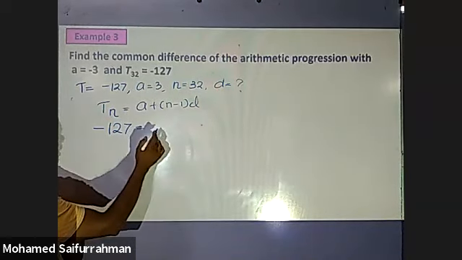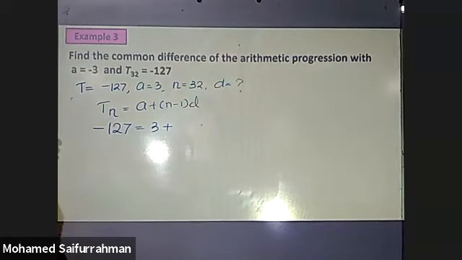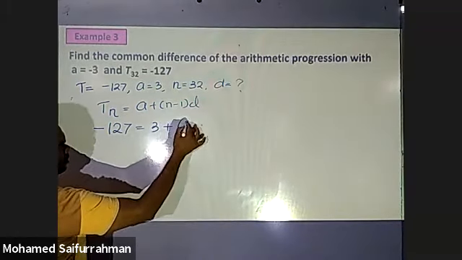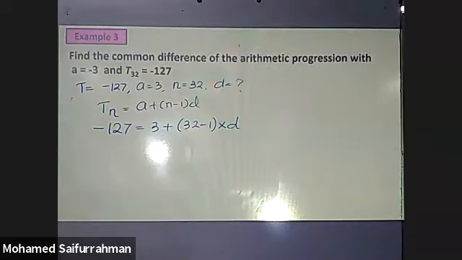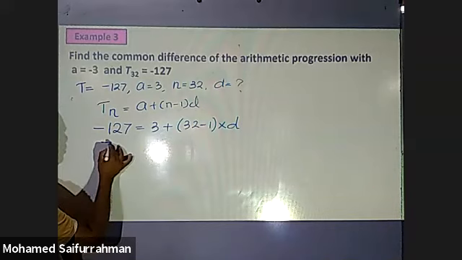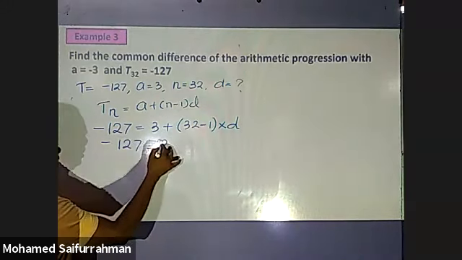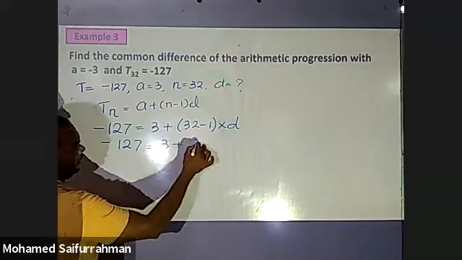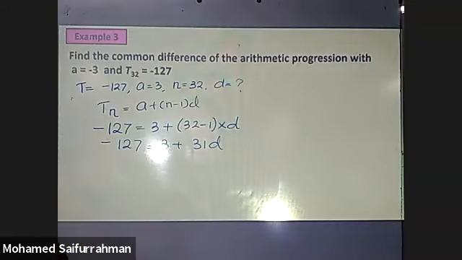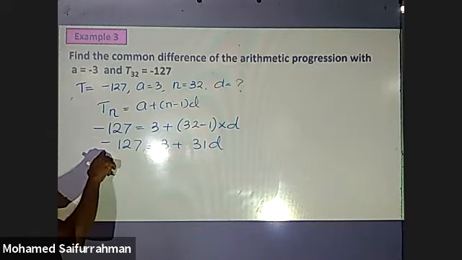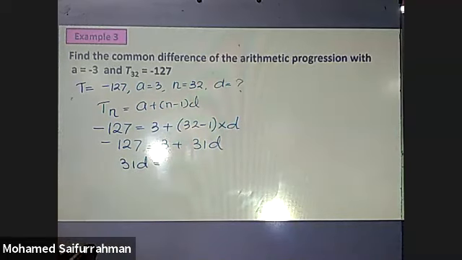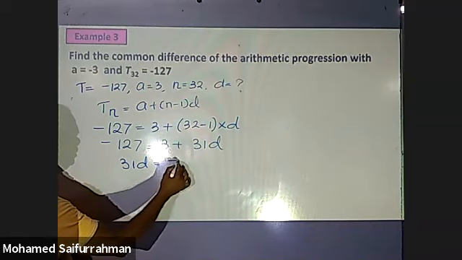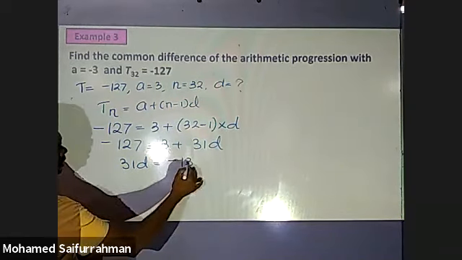A is minus 3, n minus 1 is 32 minus 1, D is unknown. Minus 127 equals minus 3 plus 31D. So minus 3 comes here, plus 3. So 31D equals minus 130.